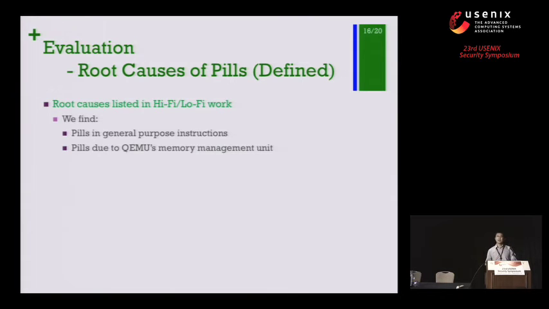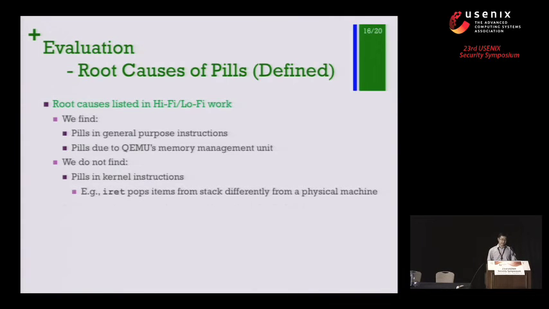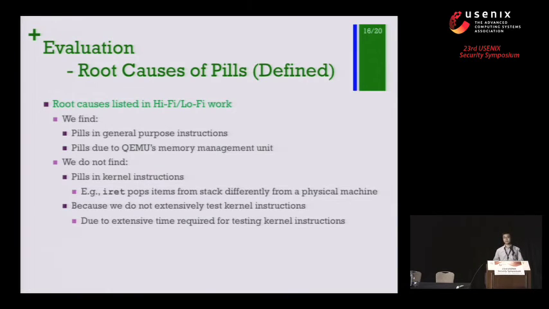So after we find all these peers, we move to analyze the root causes of peers. For the root causes listed in hi-fi, lo-fi work, we find both peers in general purpose instructions and peers due to QEMU's memory management unit. But we don't find peers in kernel instructions. This is because we do not extensively test kernel instructions due to the extensive time needed to reboot the system. And we leave this for future work.